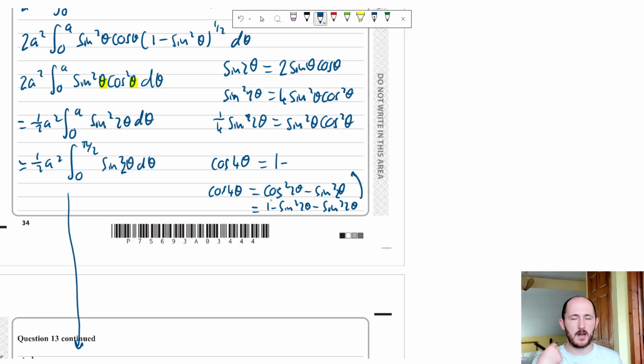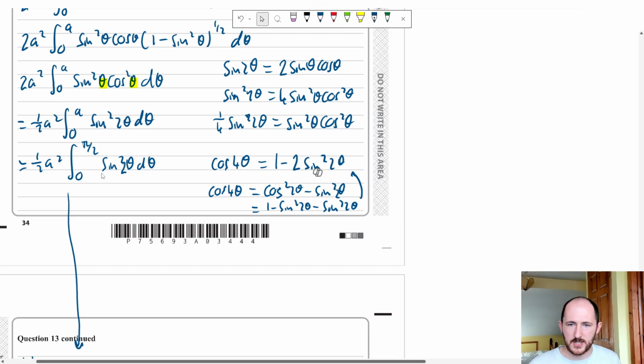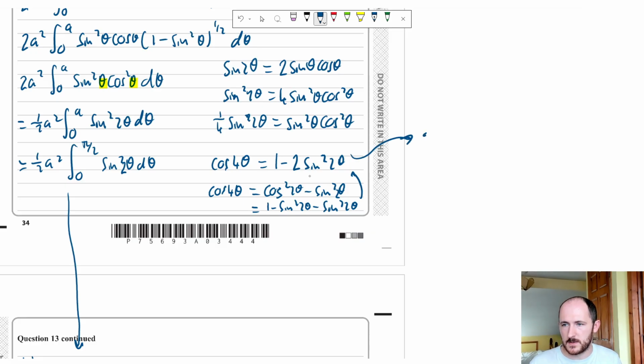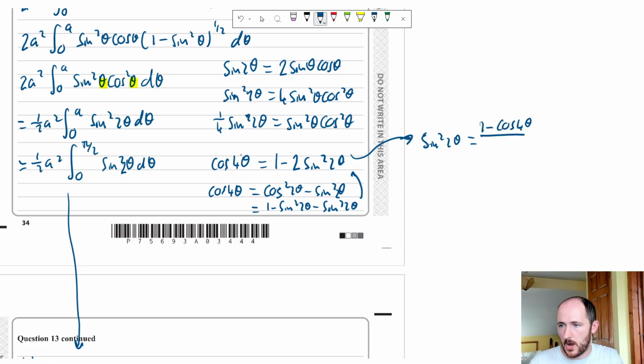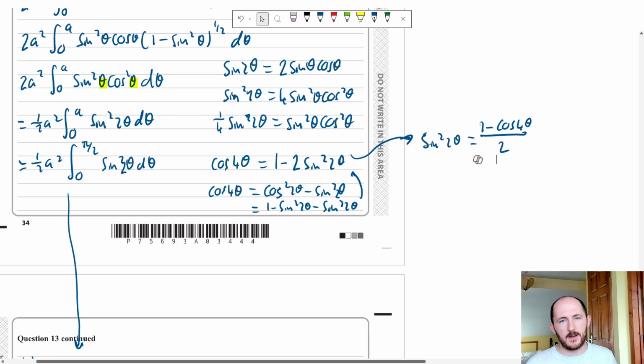Again, I don't like memorizing these things because some people ask me the question, how do I know it's 1 plus 2 sine squared theta? Is it 1 minus 2 sine squared theta? Same with cos. So I prefer to just work it all out manually. Which means if I rearrange this for sine squared, what do I get? Well, I get sine squared 2 theta equals 1 minus cos 4 theta over 2. Can I integrate cos?